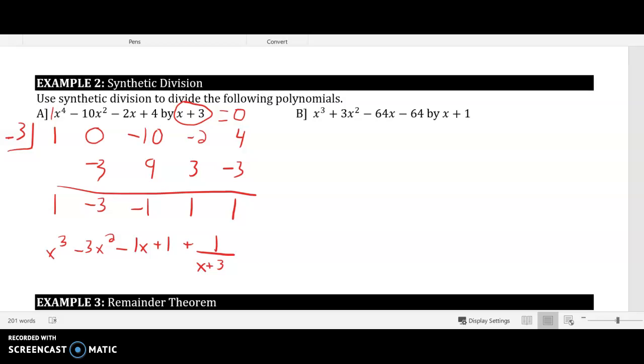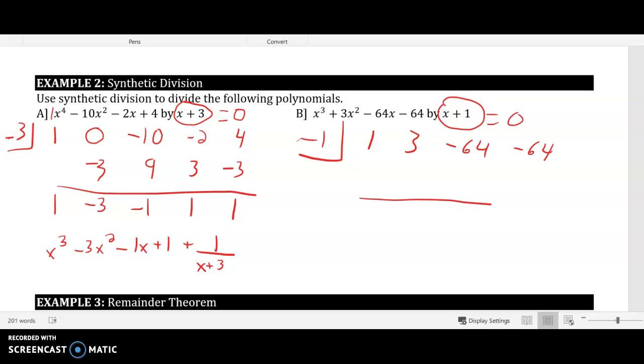Let's try letter B now. Set this equal to 0. -1 is going in the box. So then we got a 1, 3, -64, -64. There are no space holders because you went cube, squared first, no x's. Bring down your first number. 1 times -1, -1. Add the column, you get 2.